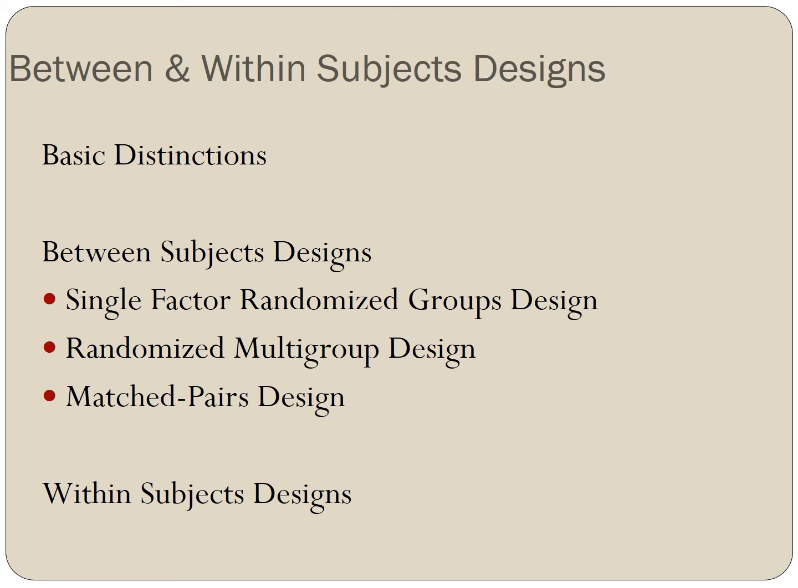After we get that down, we'll cover our first family, which is between subjects designs. And we'll cover three main types of between subjects designs: single factor randomized control group designs, randomized multi-group designs, and then the most complicated type, matched pairs design. After we get that under our belt, we'll turn to the second family of designs, within subjects designs. So let's go.